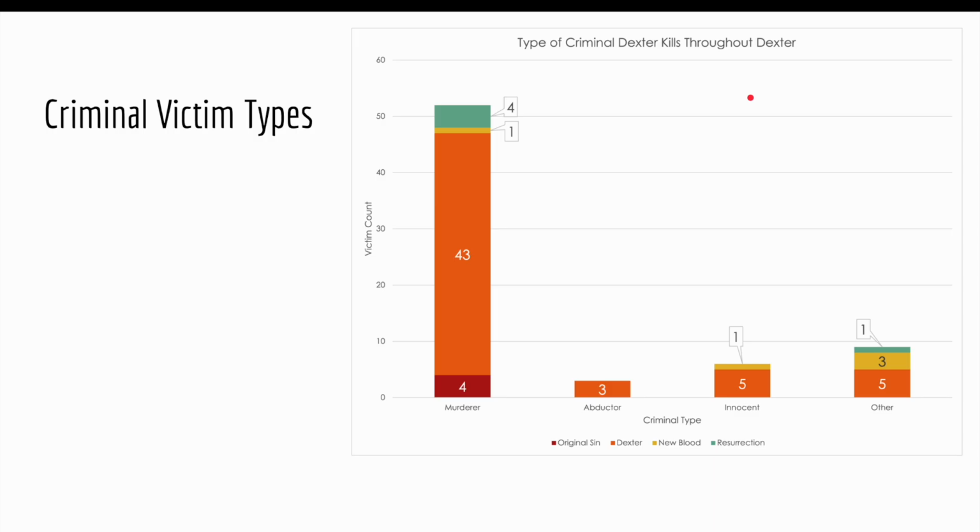Finally, these are the criminal victim types, which is just to say what made that person a criminal to Dexter. And this has been recording the whole time, so you can see the colors represent each show.